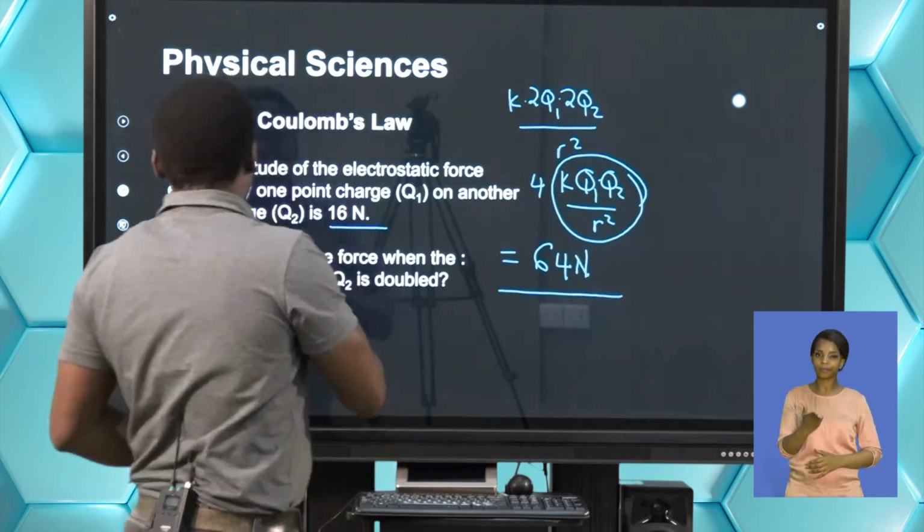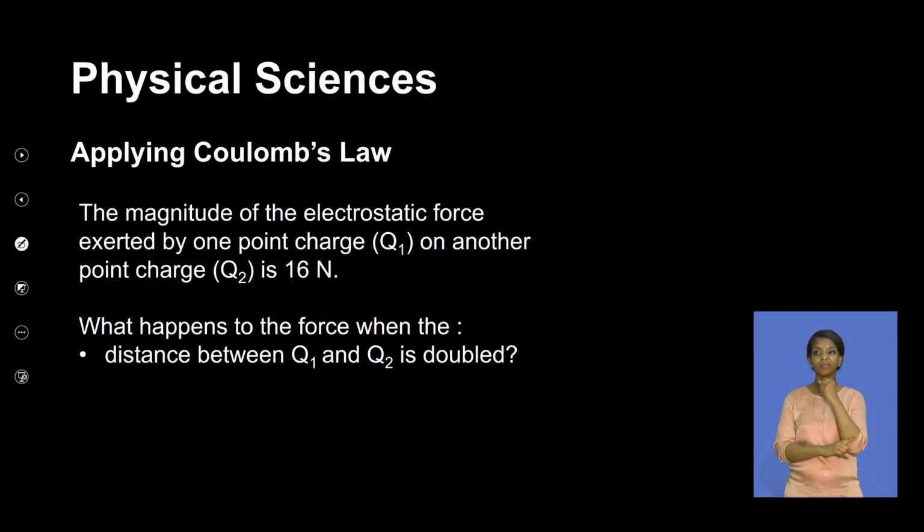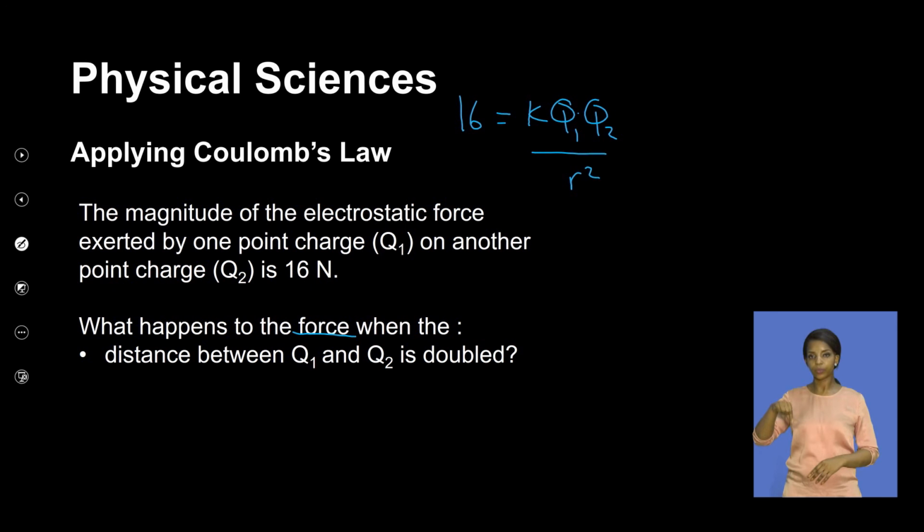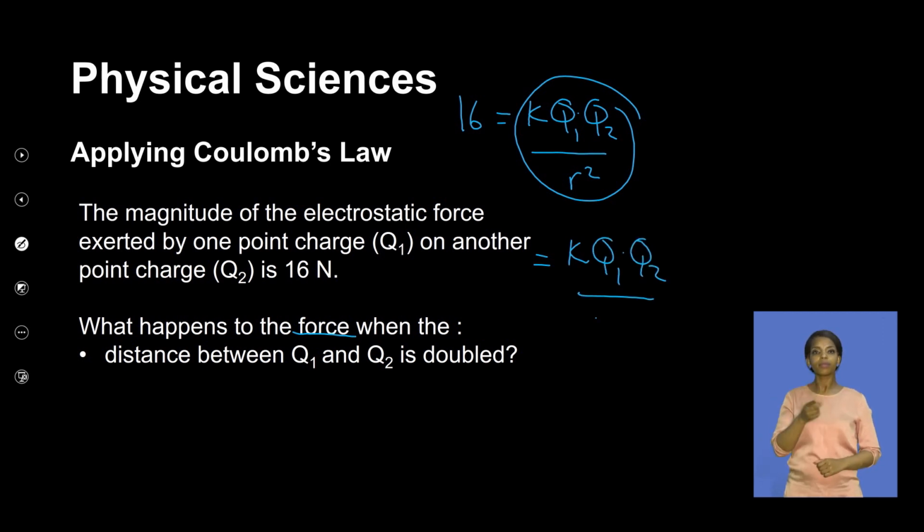And then last but not least, let's look at a scenario which involves the distance. It says, how does it affect the force when the distance is doubled? Okay, so what we know is that 16 is equal to K Q1 Q2 over R squared. Now we're going to double the distance. So this is our 16. If we double the distance, it's going to be K Q1 Q2 over 2R. Now we are squaring 2R, take note of that. So if we square 2R, this reduces to K Q1 Q2 over 4R squared.